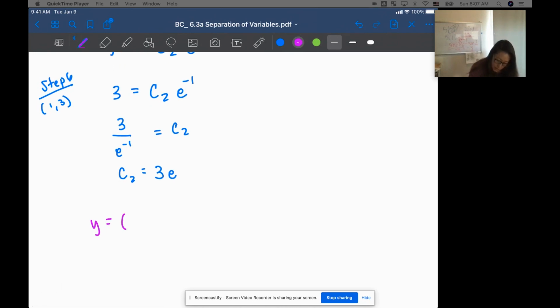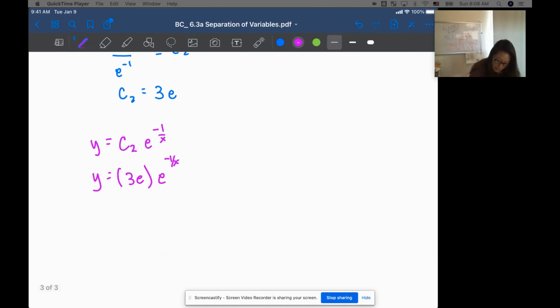So we end up with y is equal to c2 e to the negative 1 over x. So 3e is c2 times e to the negative 1 over x. And the e in the c has a power of 1. So this would be y is equal to 3 times e to the negative 1 over x plus 1. I can add the exponents. And that's it.